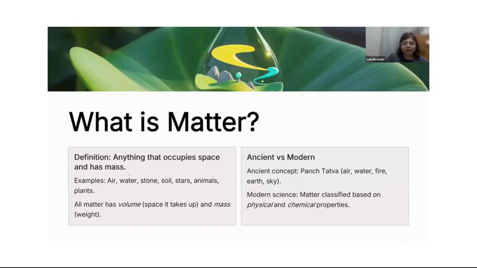So, for example, air, water, stone, soil, stars, animal, plant. They occupy space and they have mass, right? Even air has mass, even air occupies space.